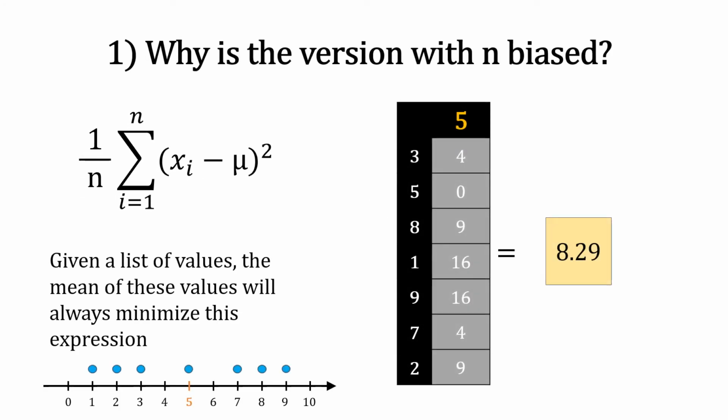Let's start with the first explanation involving the sample mean. Why is the formula with n biased? Why do the values you calculate tend to be too low? To answer this, we look at the data example from earlier again.